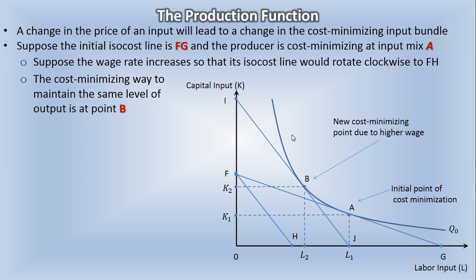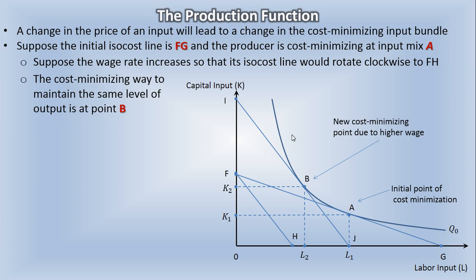So the cost minimizing way to maintain the same level of output is going to be at point B. Essentially, with that new higher wage, the firm, in order to produce the same amount of output, would need to spend more money, and basically employ K2 units of capital and L2 units of labor. Labor has now gotten more expensive, so they use more units of capital to produce the same units of output. The production process has become more capital intensive versus labor intensive as a result of labor becoming more expensive.